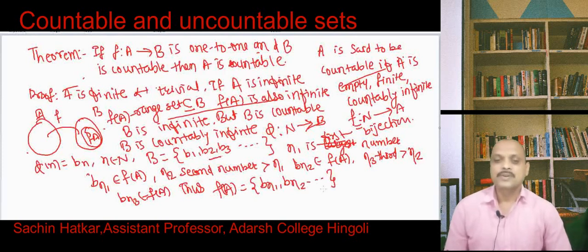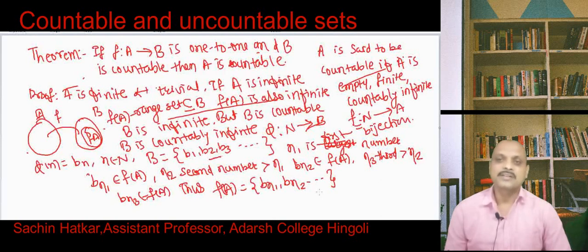So what we are doing: f of A is an infinite set, f of A is the range set of A, and the range set of A is a subset of B. Therefore B has an infinite set as a subset, hence B is also infinite, but B is countable by hypothesis. Therefore B is countably infinite. B is countably infinite, that means there is a bijection from set N to the set B.